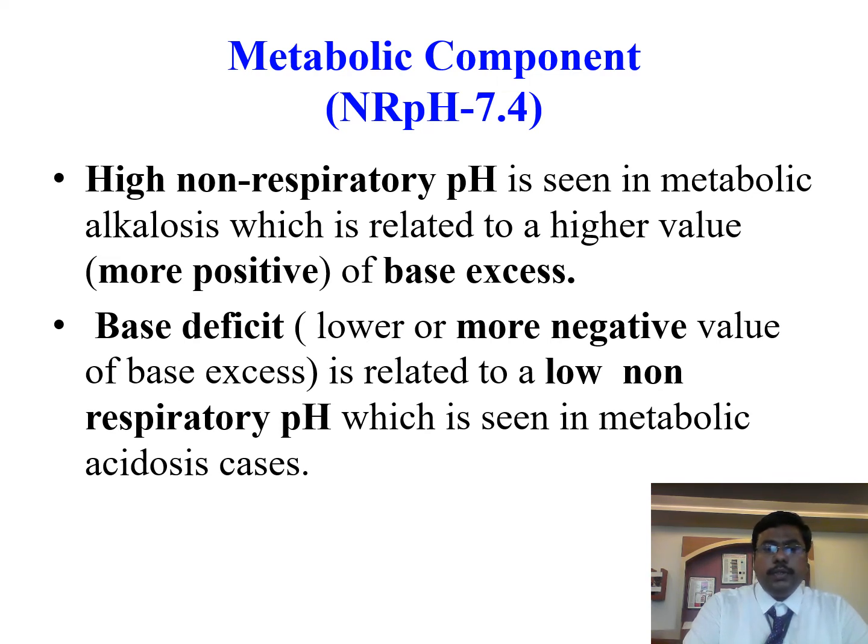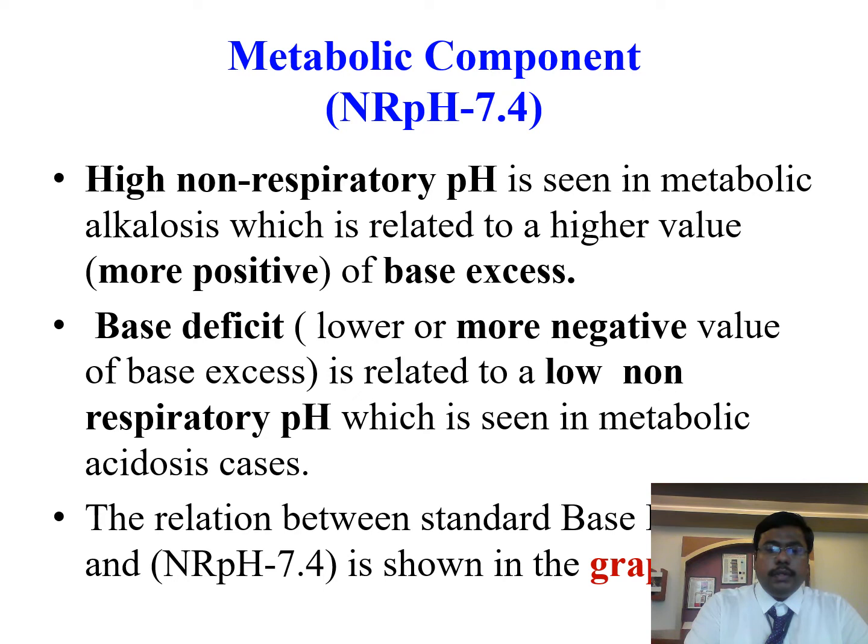So high non-respiratory pH is related to more positive value of base excess, and base deficit or lower or more negative value of base excess is related to low non-respiratory pH, which is seen in metabolic acidosis cases. So high non-respiratory pH is seen in metabolic alkalosis, and low non-respiratory pH is seen in metabolic acidosis cases. The relationship between standard base excess and the metabolic component NRPH minus 7.4 is clearly shown in the next graph.